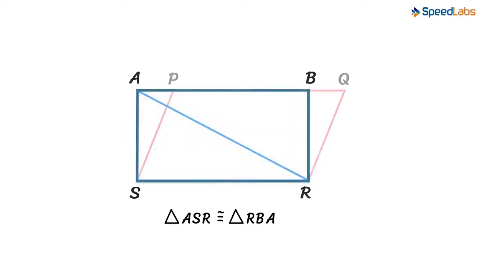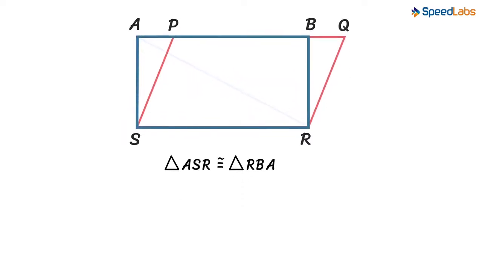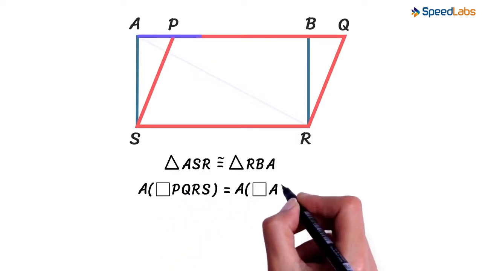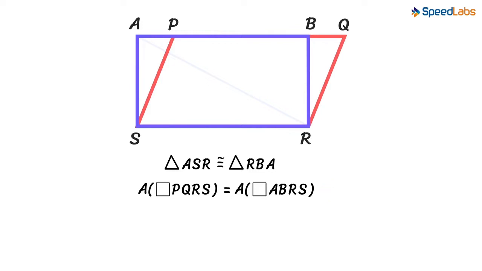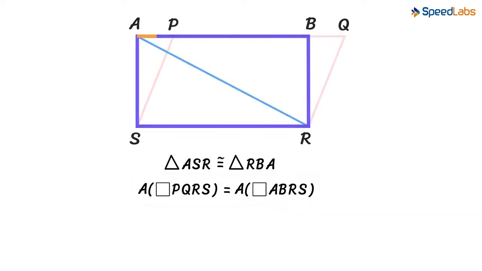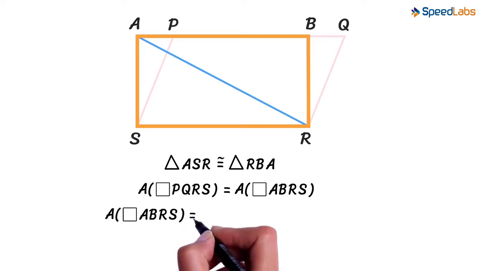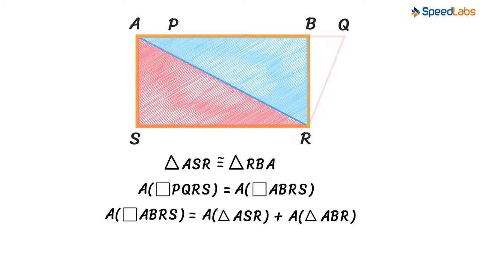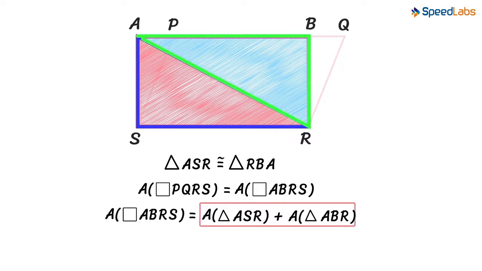Now, look at the two parallelograms here. Can we say that the area of parallelogram PQRS equals the area of parallelogram ABRS? Yes, we can. The parallelograms on the same base between the same two parallels are equal in area. Now look at the area of parallelogram ABRS. Can we write the area of parallelogram ABRS as the sum of the areas of triangle ASR and triangle ABR? Why not? This entire area is the sum of this area plus this area.